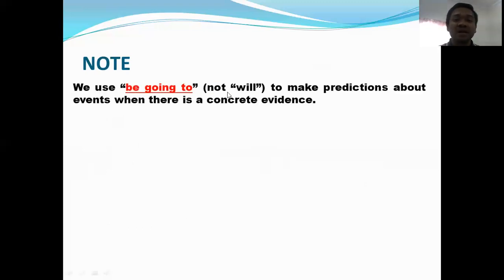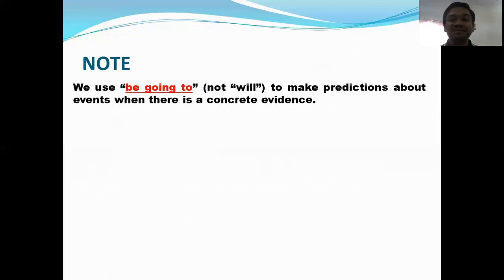All right. Note, we use be going to, not will, to make predictions about events when there is concrete evidence. What does it mean, there is concrete evidence? You are pretty much sure that this is going to happen. So use be going to, not will, to make predictions about events when there is concrete evidence.